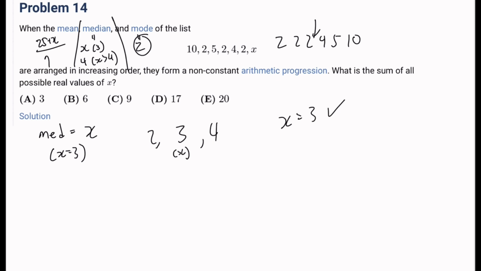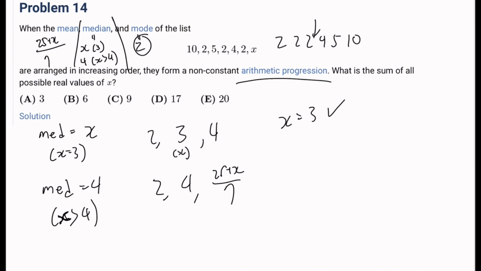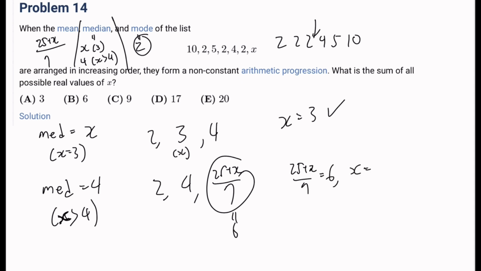Okay. And then if the median is 4, right? Then x has to be greater than 4. And so that would be 2, 4, and 25 plus x over 7, right? And so for that to be a non-constant arithmetic progression, this value has to be 6, right? So 25 plus x over 7 equals 6. So x equals 42 minus 25, and this is going to be equal to 17, right?